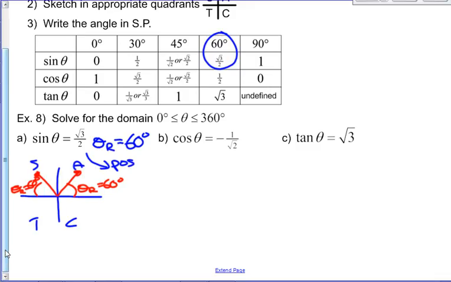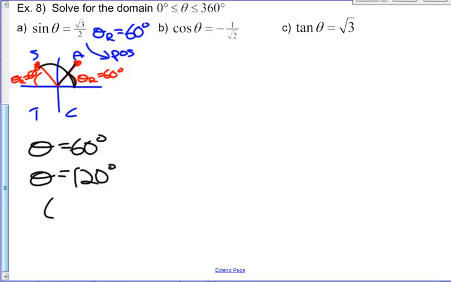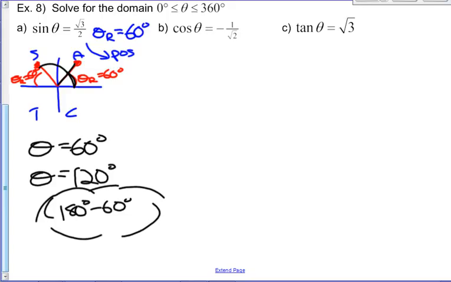So the last thing we have to say is, well, what are those actual angles? One of them is just that 60 degrees. Not theta r, but theta, the actual answer. And the other possibility is this one over here. Now that is 180 minus 60, or 120 degrees. Those are the two angles that satisfy that equation. So there's more than just one. We have to be aware of that.